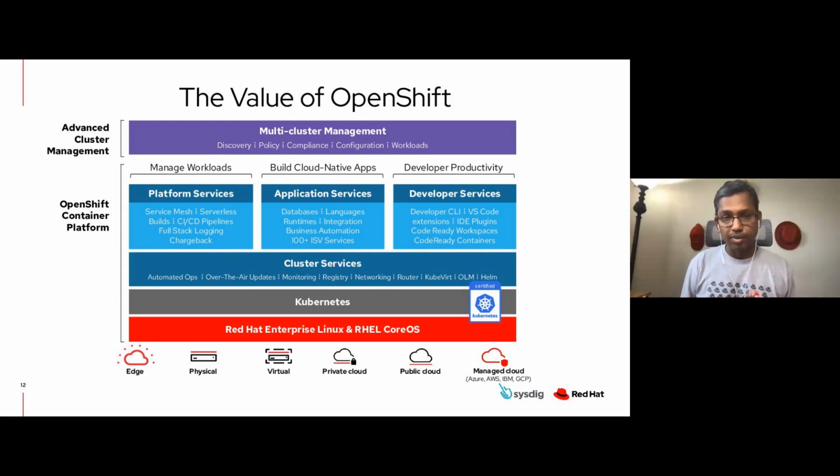So it has these platform services, and all of these things come to you provided as operators or Helm charts, and you don't pay anything extra to be able to leverage these capabilities. And that's what OpenShift provides.